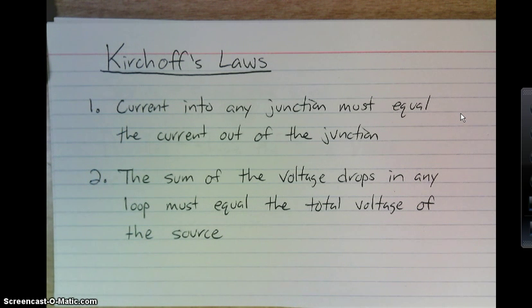The second one says the sum of the voltage drops in any loop must be equal to the total voltage of the source, meaning whatever the voltage was on that battery, if I follow a path all the way around a circuit, I have to use up, I use that term kind of loosely here, all the voltage drops across every single resistor must add up to that total amount of voltage that that battery had. Okay?